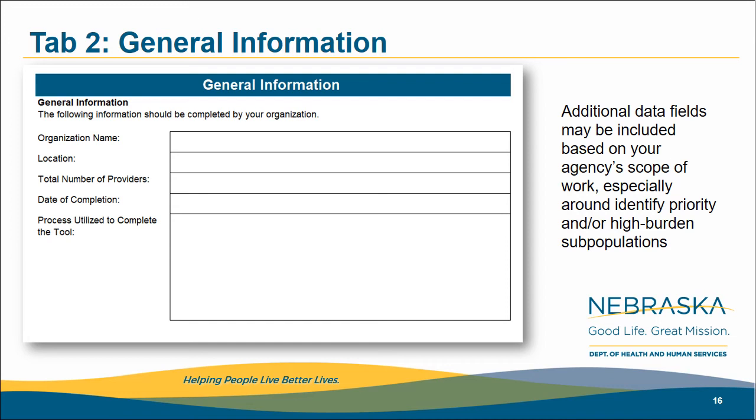Earlier in this video, we outlined a variety of approaches that teams could utilize in order to complete the tool. This is where you'll describe the approach that you took, whether it was a 3 or 4 hour long meeting or broken up into a series of meetings, and also be sure to indicate the staff members who participated in this process so we have context for who helped complete the Scan and Plan tool. Also noted on the screen is that there may be additional data fields based on your agency's scope of work, especially if you're focused on identifying priority populations or high burden subpopulations. If any clarification is needed on the fields included on the General Information tab, please feel free to reach out to the Chronic Disease Prevention and Control Program for additional descriptions.